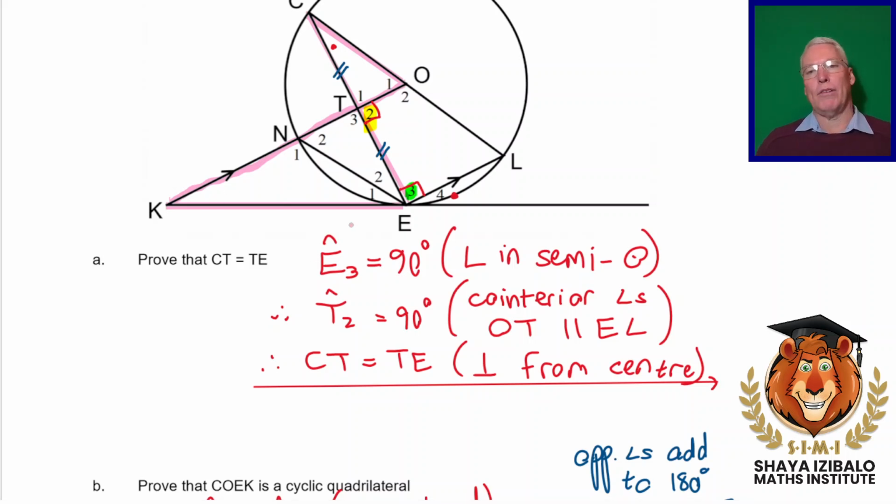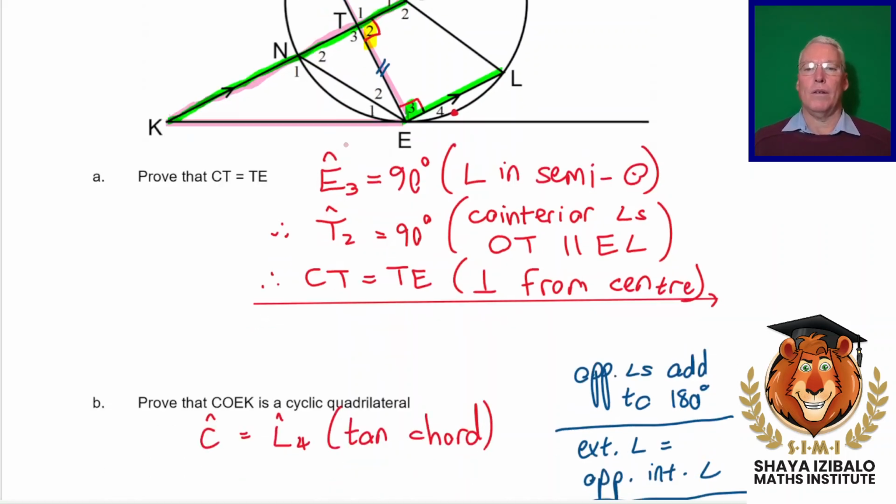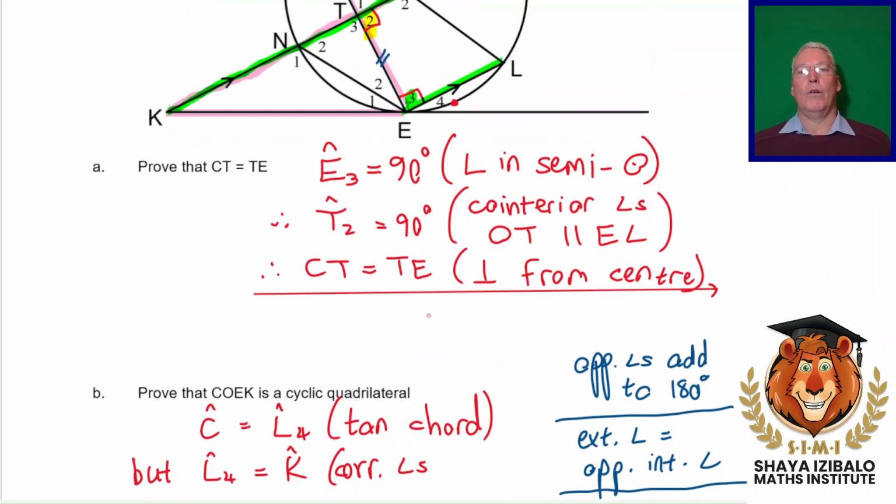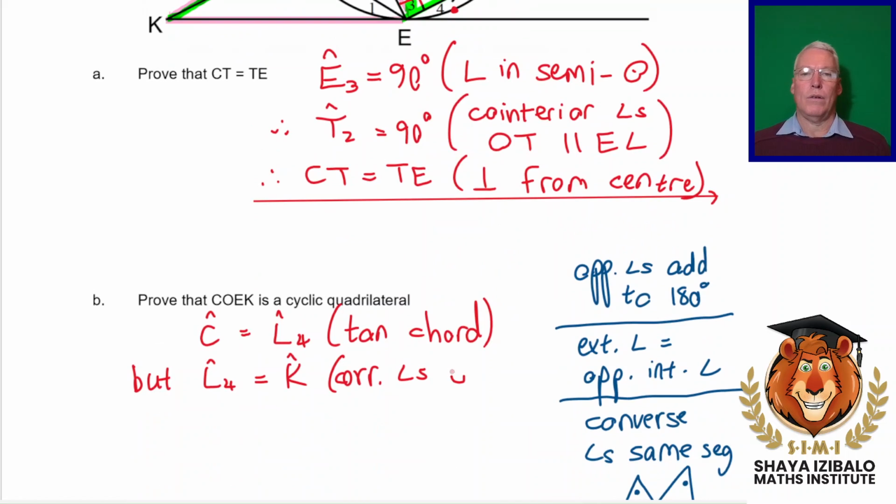L4 and K, and it might help to sort of turn the diagram slightly, but we've got these parallel lines here, there, and there. L4 and K are actually corresponding angles. So L4 is equal to K. Corresponding angles, don't forget to mention the lines which are parallel. Okay, parallel to EL.